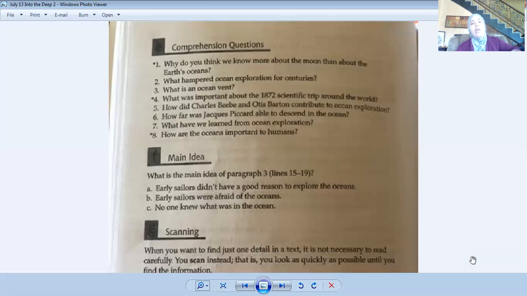Okay, let's move on to the next question, which is the main idea. What is the main idea of paragraph 3, lines 15 to 19? Guys, I'm going to read that paragraph, so listen to it. You can go back to it in your book, but I'm going to read it for you. So 15 to 19, listen.